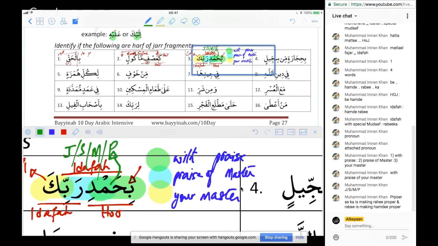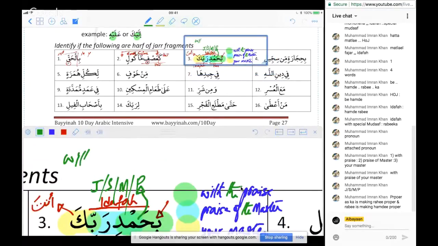So it'd be Hamdi as with the praise. With the praise. Okay? Not with praise, with the praise. And then Hamdi Rabbi, I would translate as praise of the master. And then for this I would say with the praise of your master. Okay? With the praise of your master. With the praise. Get it?